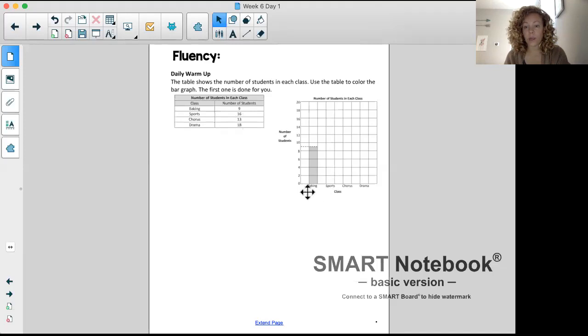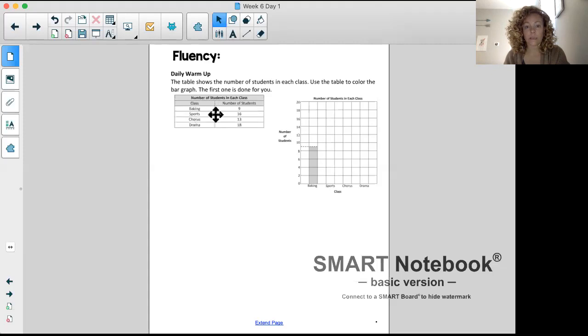Okay, so over here, we see baking, sports, chorus, and drama across the bottom. Those are the classes. And then up here along this side are the number of students. And the first one's done for us. So baking over here, they told us there were 9 students. Here you might notice these numbers up the side are skip counting by 2s. So all the odd numbers are not there. We know 9 is odd. We know it's between 8 and 10. So halfway between 8 and 10 would be 9, right? And so they show the bar graph representing baking up to 9 because that's how many students are in baking.